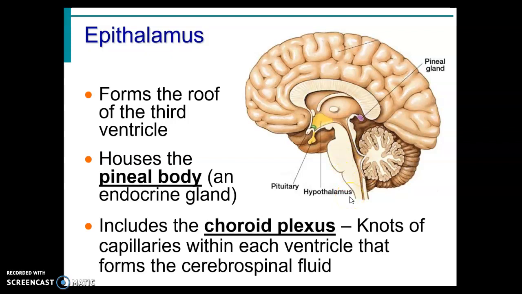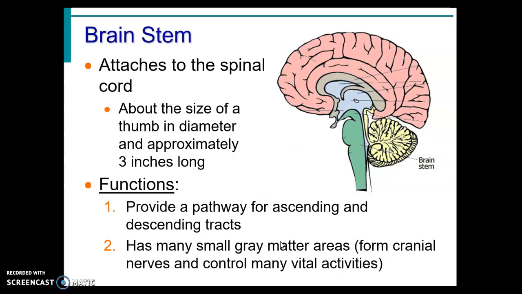Also inside the epithalamus is what's called the choroid plexus. You should know what this is called and what that means. The choroid plexus in here is a bunch of knots of capillaries, a bunch of blood vessels that are all kind of wound together, and those actually form cerebrospinal fluid. We talked about cerebrospinal fluid a few times already in this chapter. It's housed inside the ventricles, inside the brain. It also flows up and down the spinal cord. The choroid plexus is where it is produced, right in the epithalamus there. So you should know what that choroid plexus is and what it does.